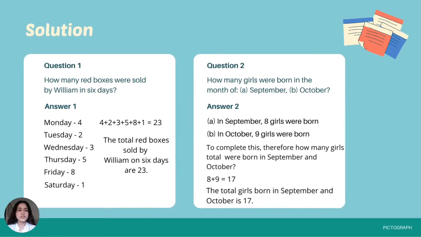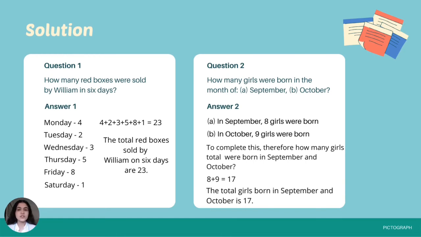How to solve the given sample problems. The question to the first sample problem is, how many red boxes were sold by William in 6 days? To answer, Monday there were 4, Tuesday 2, Wednesday 3, Thursday 5, Friday 8, and Saturday 1. So add all: 4 plus 2 plus 3 plus 5 plus 8 plus 1 is equal to 23. The total red boxes sold by William in 6 days is 23.